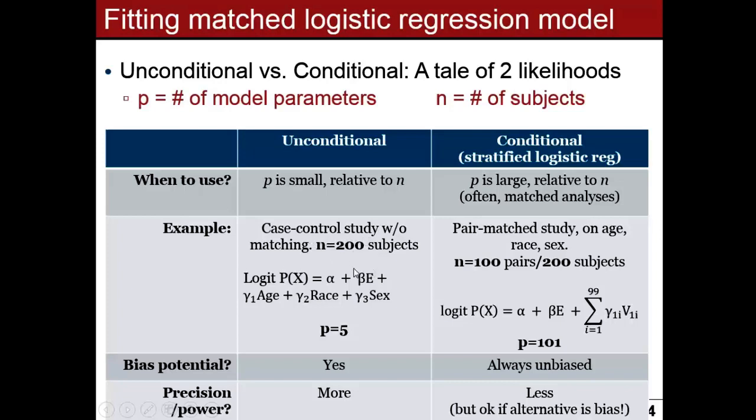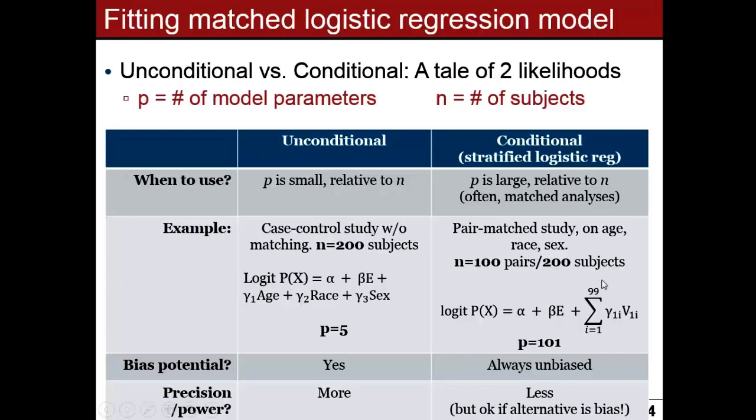You have 200 subjects. There's no matching. You're just doing an analysis of the association between exposure and disease, controlling for age, sex, and race. Here, let's say we had 5 parameters, 5 terms in the model. This means p is small relative to n: 5 parameters, 200 people. In this case, we would use an unconditional model. This is a perfect situation for using the unconditional model: a few terms relative to the number of subjects.